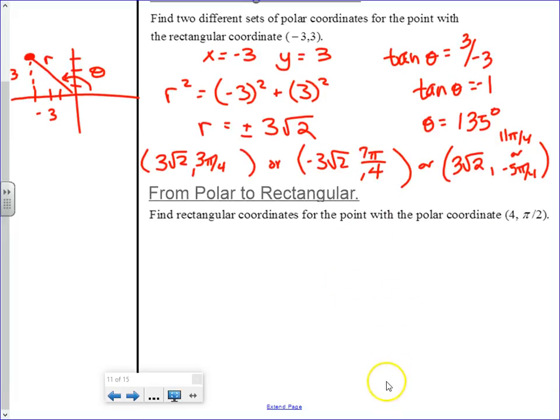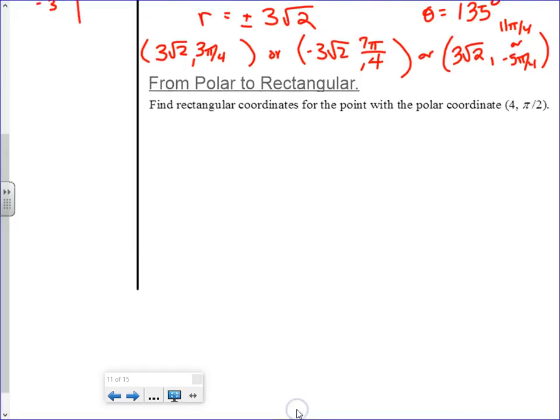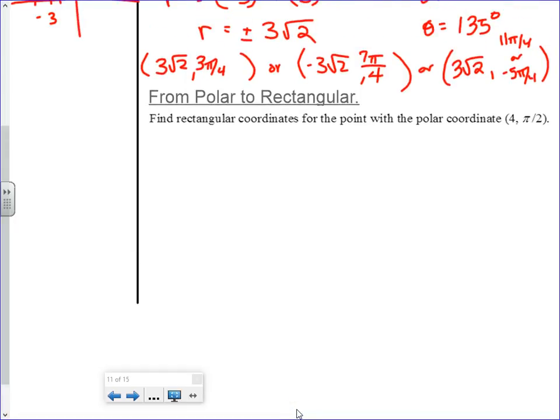Which means the first coordinate, which is a 4, is really representative of a radius. And the second coordinate, which is pi over 2, is representative of an angle. So I have my r there, I have my theta here. Okay?